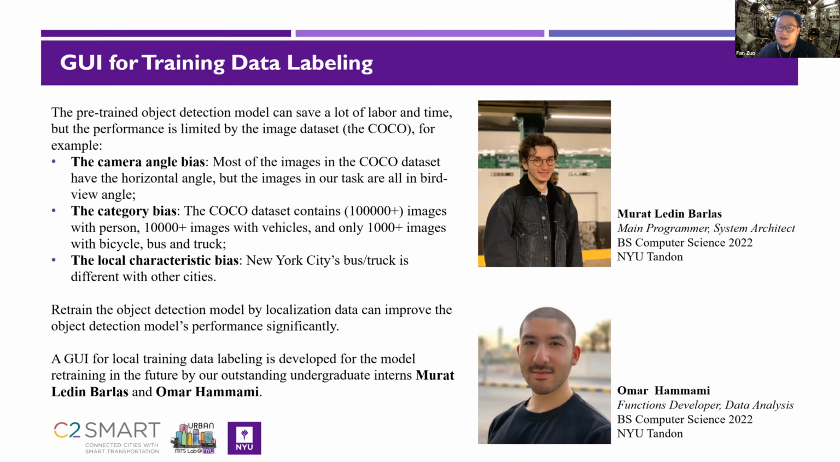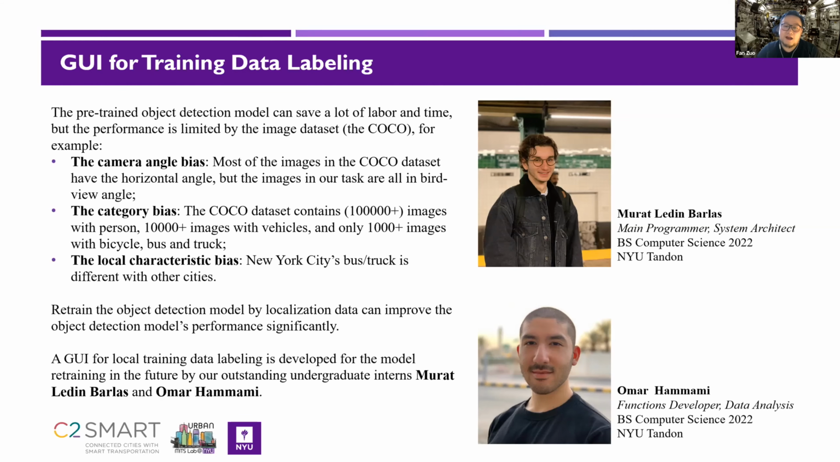Because of these limits I showed here, we will have camera angle bias, because our images from the New York City DOT are from a bird's-eye view level, but most of the images in the training dataset are at street view level. A different angle of the object will give you different information. So using those images to train the model will not give very good performance on the images we get from the New York City DOT, right?